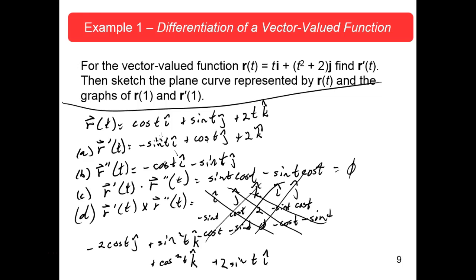So let's get them in the right order then. This thing would be 2 sine t I minus 2 cosine t j. And what's sine squared t plus cosine squared t? Plus 1k. Or plus k. That's all you have to put.